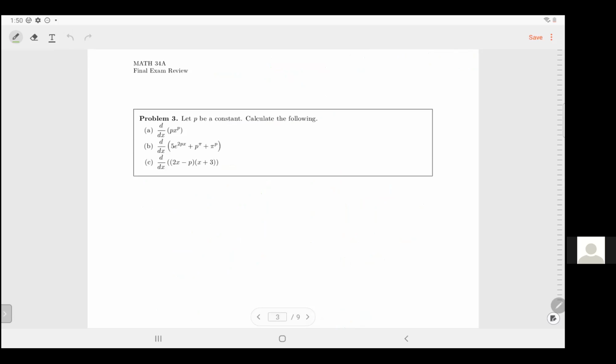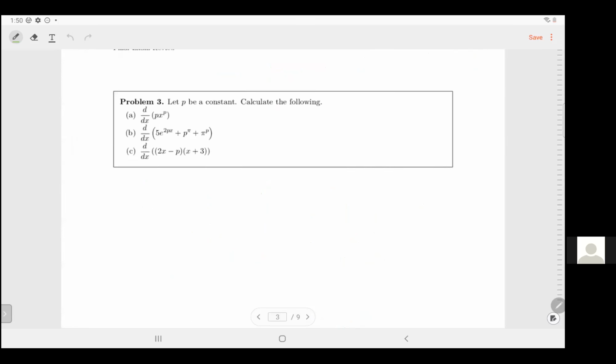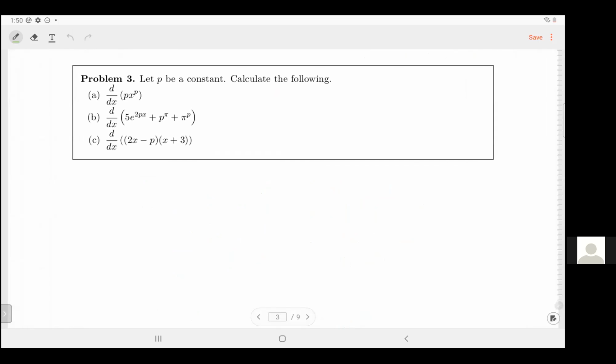Cool. So number 3. So more derivatives. Again, I'm trying to make these kind of similar to the ones Daryl asks. So note p is a constant. I'm going to put that in a box. And we're being asked for the derivative of p times x to the p. Does anyone have a suggestion or just an answer for what that would be?